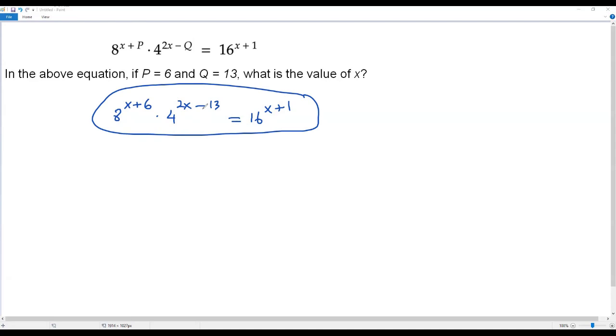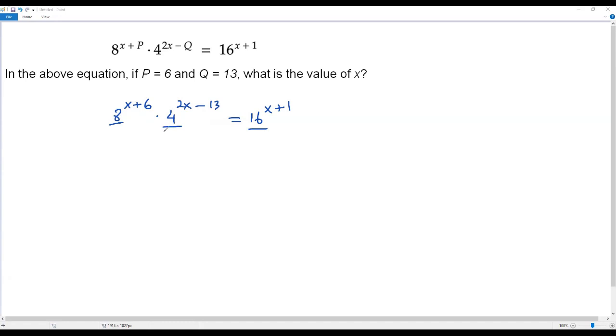Whenever I want to solve for a variable in an exponential equation, what I need to do is get the same base on both sides of the equation. We call this an exponential equation because we have a variable at the exponent. To solve for a variable in an exponential equation, we have to get the same base. Once we get the same base on both sides, we can equate the exponents and solve for the variable x. Let me look at the bases over here. It's 8, it's 4, it's 16.